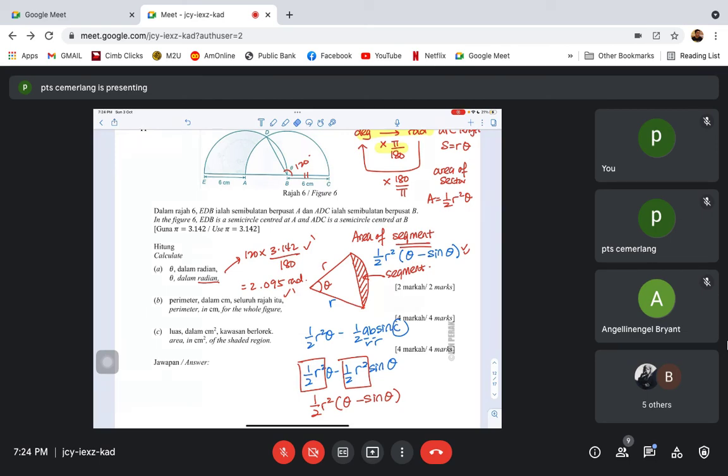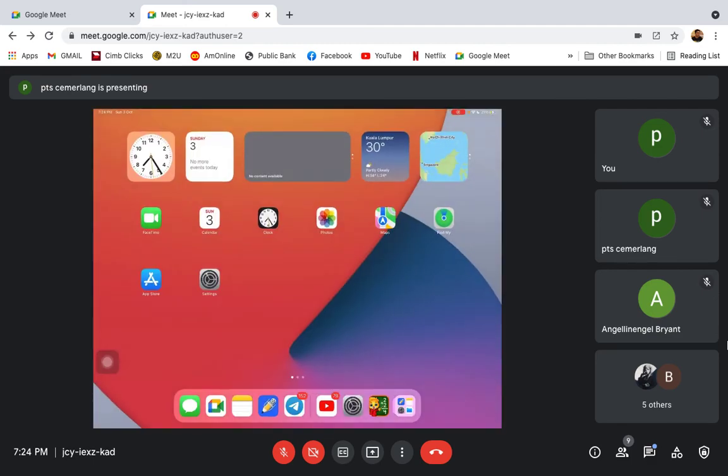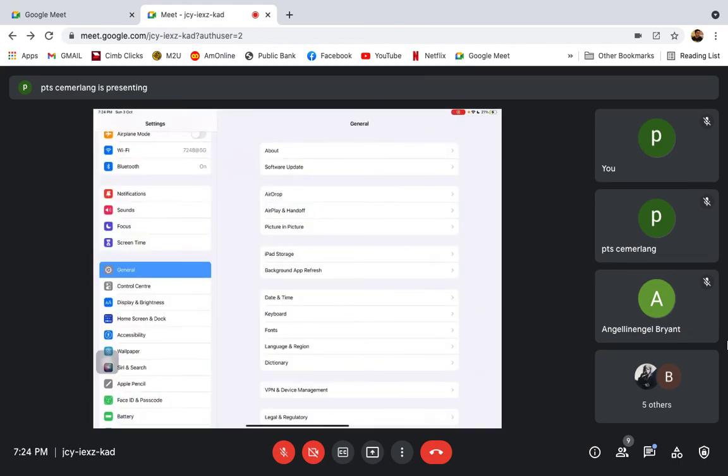Okay, so let us look at question B. Do you get the answer already? Question B, the perimeter for the whole figure. You try out first, okay. I'm going to check why my iPad is like this. Why is it like this? It always has a screen issue.